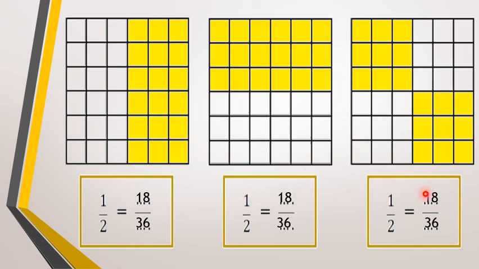So I want to find the equivalent in many ways. I know that if I cut this into 2 parts, the half is 18 from 36, 18 out of 36, so I can color any 18 from 36 and it will be the half in any way. Here I color it in another way, and here in another way, but every time it's 18 out of 36, so it's equivalent to half.